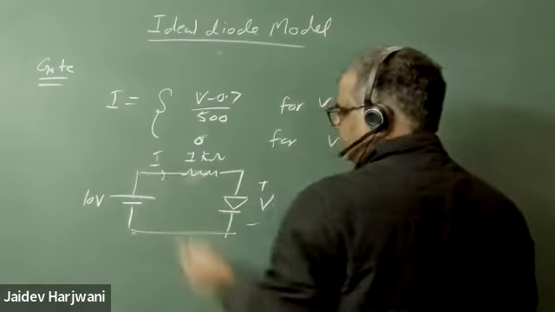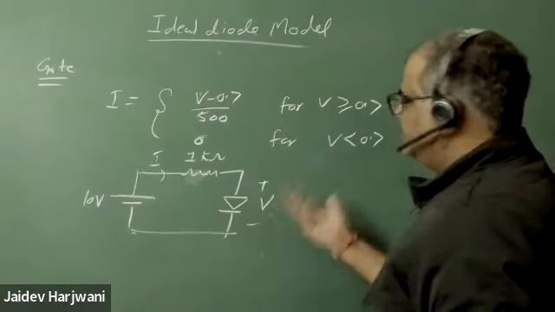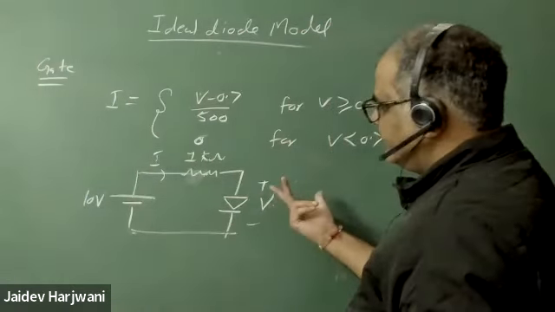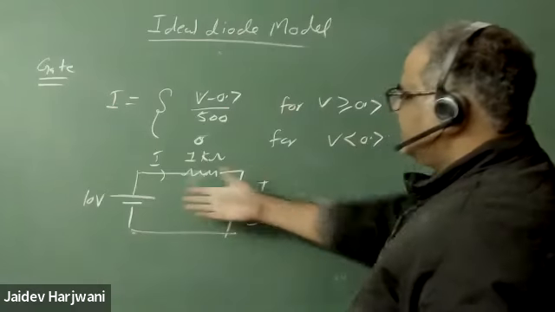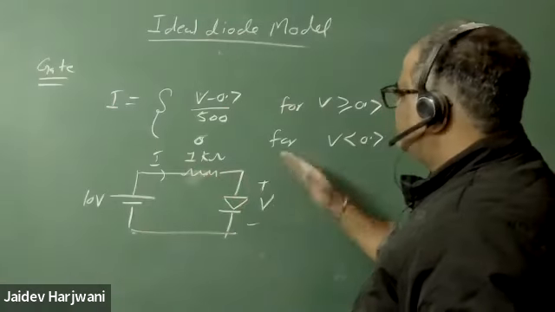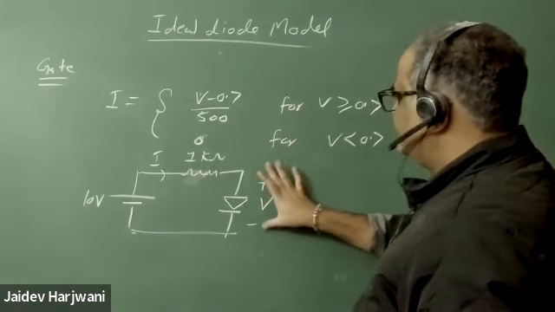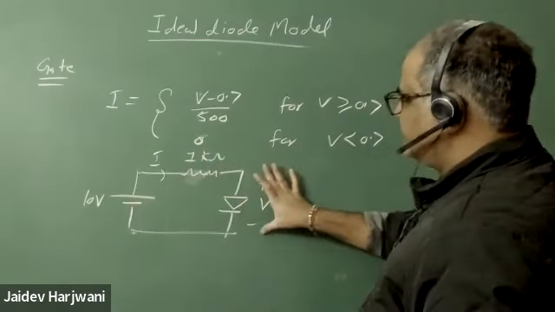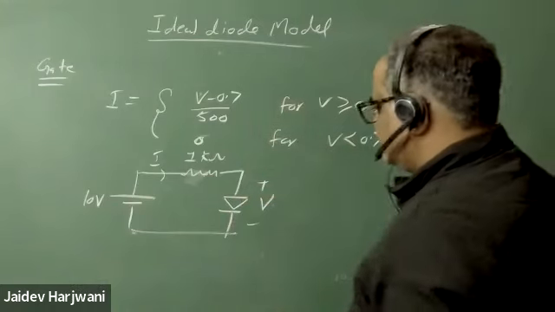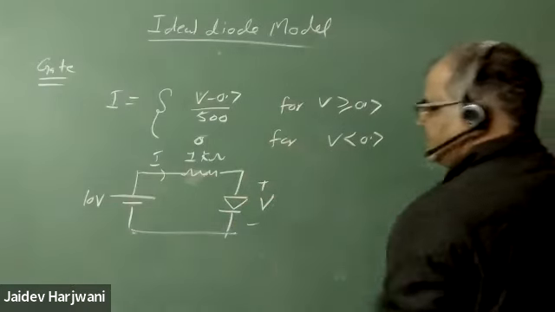If I assume V is less than 0.7, then the diode will be open, and then all the voltage comes across it. So current will of course be 0, and the voltage will be the whole 10 volts here. That is correct. So we are assuming the circuit in this case.